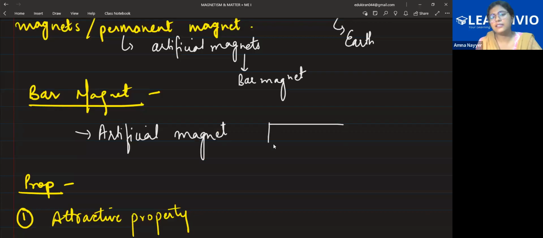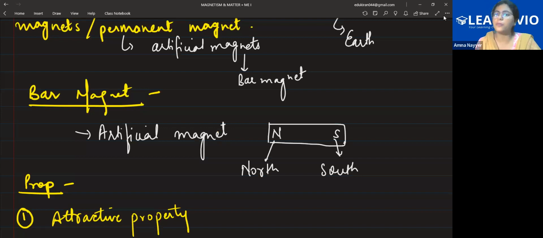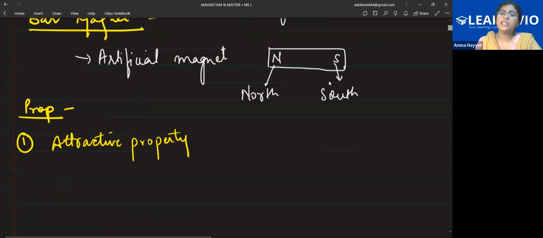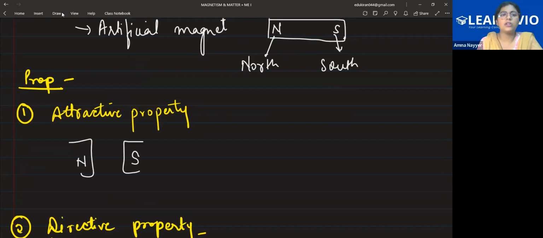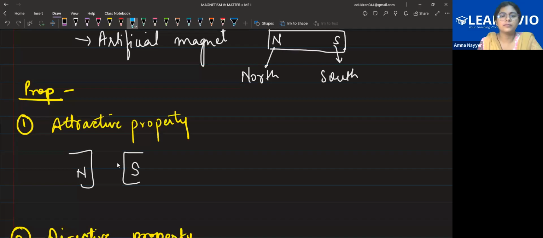You have seen it's a bar which is present and it has two polarities, north and south. I hope you know about the polarities. We'll be discussing this in the next segment, which is about the properties. Now the first property. All these are very basic concepts from your lower classes. Attractive property: when north and south are brought together, they attract. So opposite polarities attract.